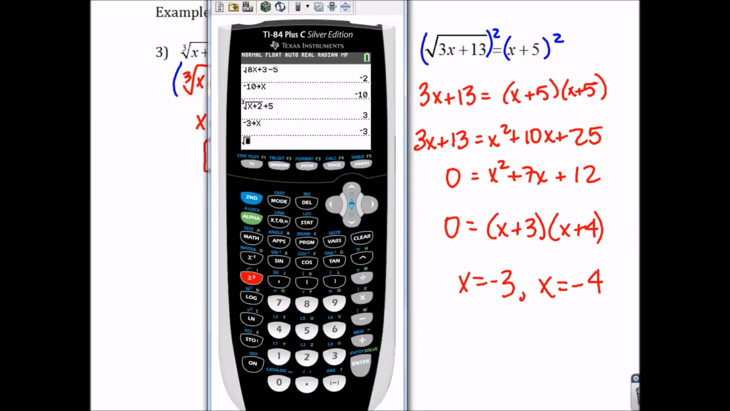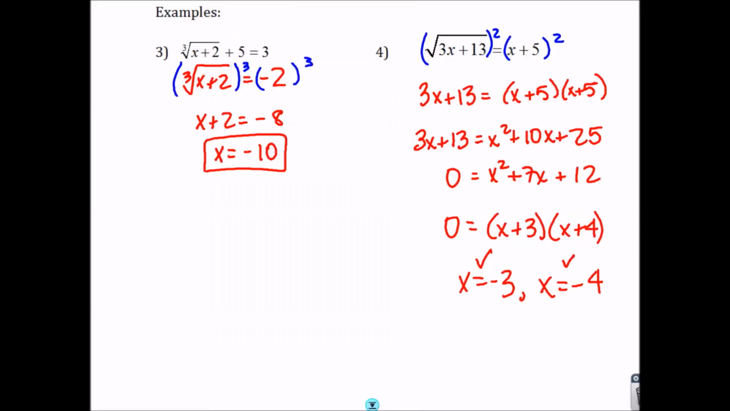So if I have square root of 3x plus 13, that gives me 2, and then if I plug -3 in on the other side, which is just x plus 5, that also gives me 2. So -3 works. If I check -4, square root of 3x plus 13 gives me 1, and x plus 5 gives me 1 as well. So both of these answers work.